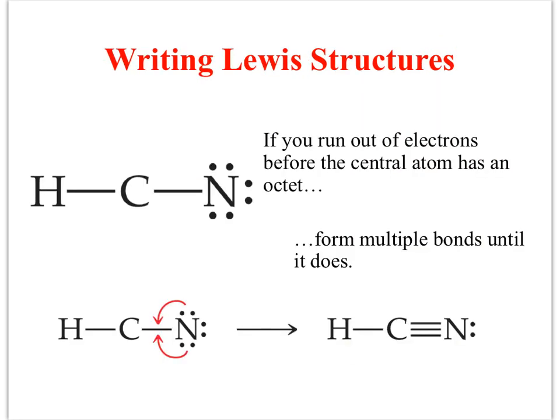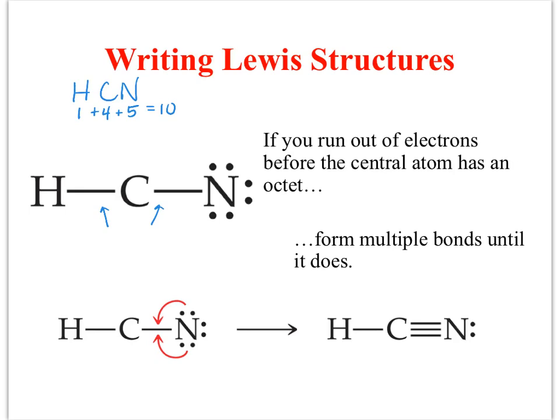When you're making a Lewis structure, let's look at HCN and go through our procedure. Hydrogen has 1 valence electron, carbon has 4, nitrogen has 5. So my picture needs to have 10 electrons. I put carbon in the center. I start by connecting carbon to the peripheral atoms with bonds.